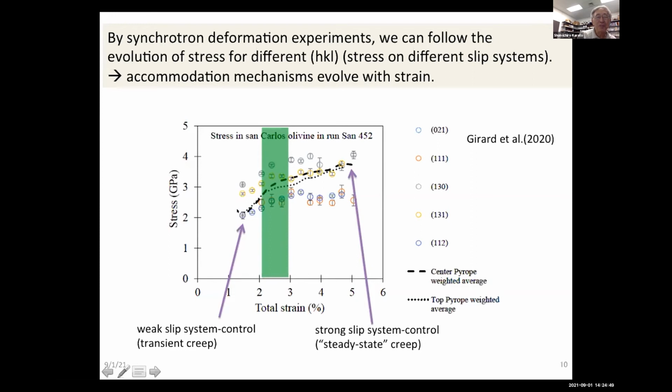You can see that when strain is small, the macroscopic stress acting on your sample is near the weaker strength. However, as you go to steady state, it is close to the hard slip system. So this is one example showing the controlling process changes from soft slip control to hard slip control as strain goes over the elastic strain. This is the elastic strain.